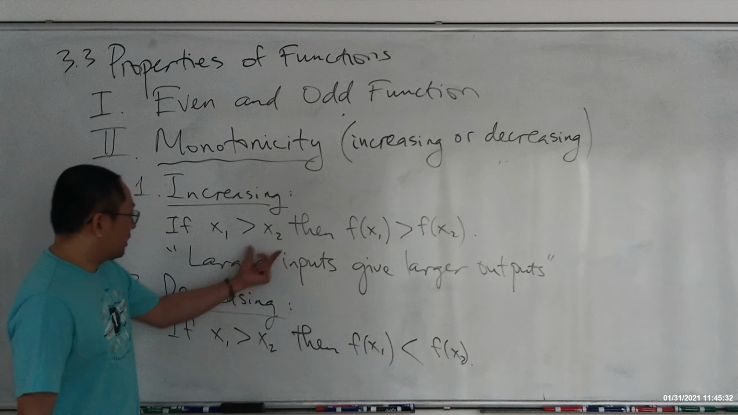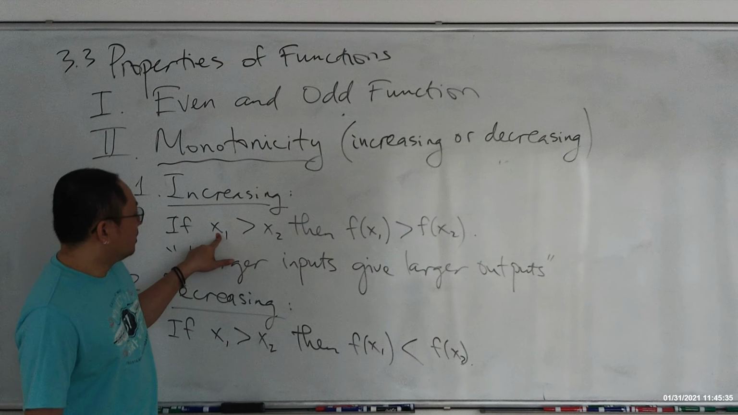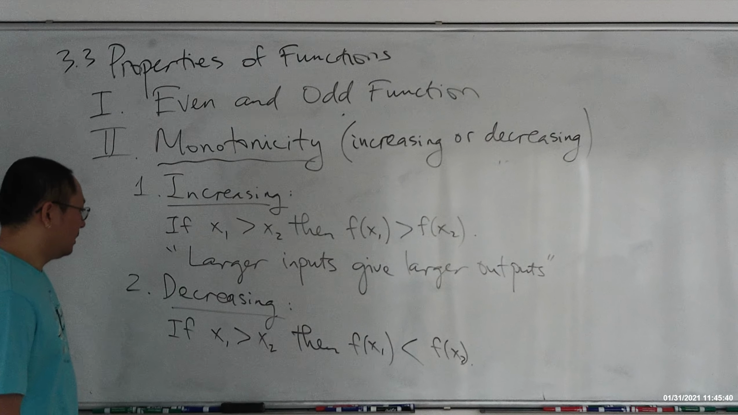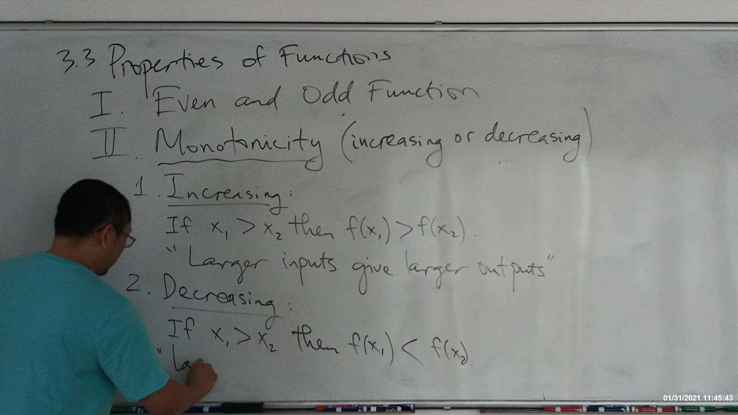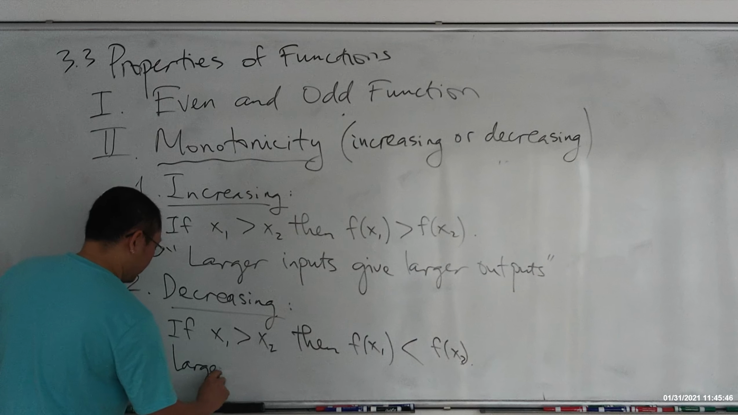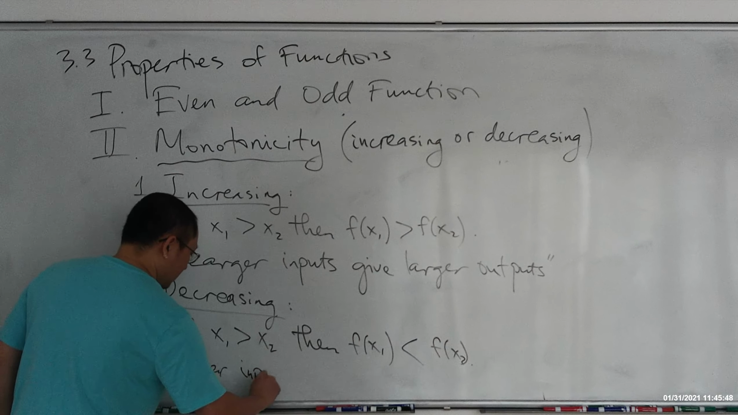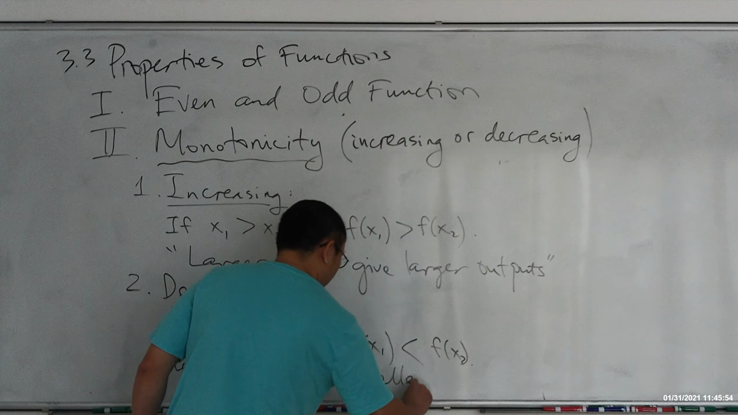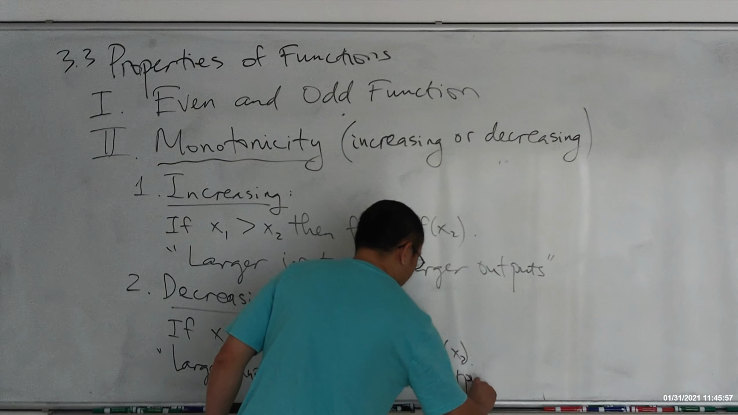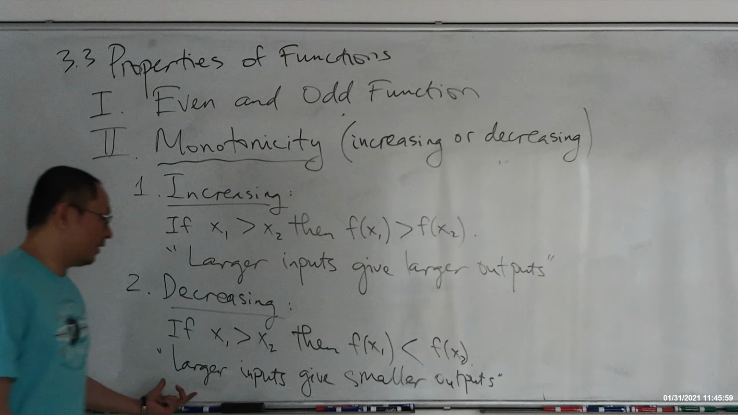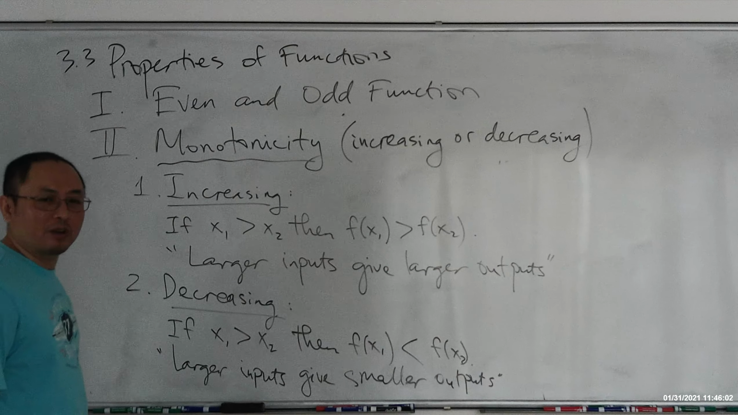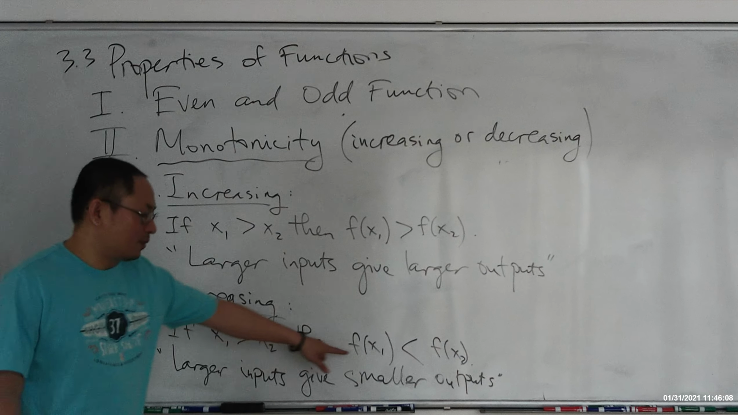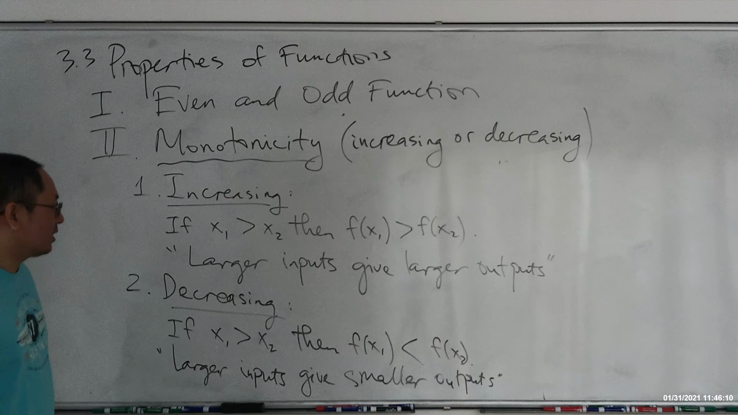Okay. So in here, what? Same direction, right? X bigger, f of x bigger. Here, x bigger, then f of x is smaller. And then the way you say it is what? Larger input gives smaller output. Whenever I write in quotation marks, this means this is how we really interpret it. If I write without the quotation marks, this is like a formal definition of it.